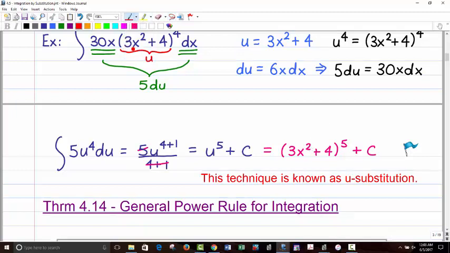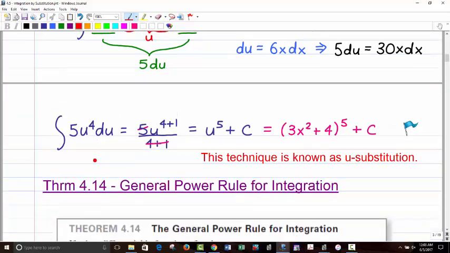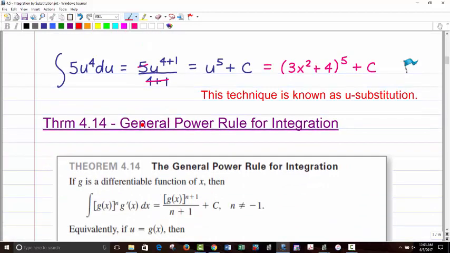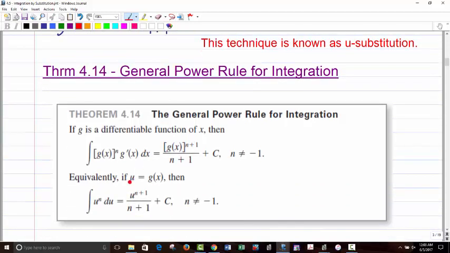So that's essentially the technique. When you get to this part right here, u substitution is also known as the general power rule for integration. But not every substitution we're going to do is going to be a general power rule, because we'll have trig functions and things like that. But if it fits this idea where it's raised to a power, you can do this. And that's what I've done right here.